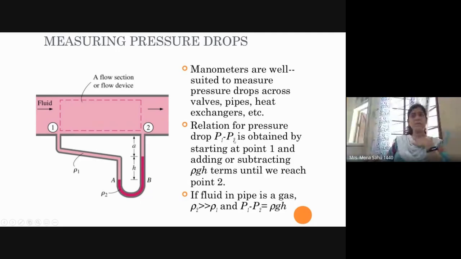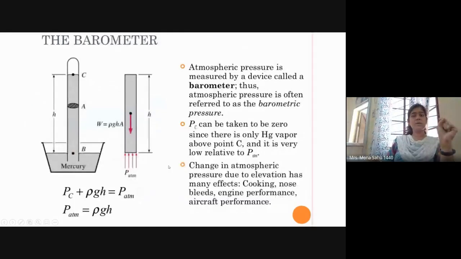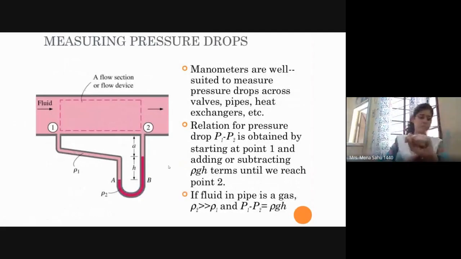The relation for pressure drop P1 minus P2 is obtained by starting at point 1 and adding or subtracting rho g h terms until we reach point 2. If the fluid in the pipe is a gas, then P2 will be greater than P1. So P1 minus P2 will be rho g h. This is the difference, exactly what we did in the experiment. Can you write this down?